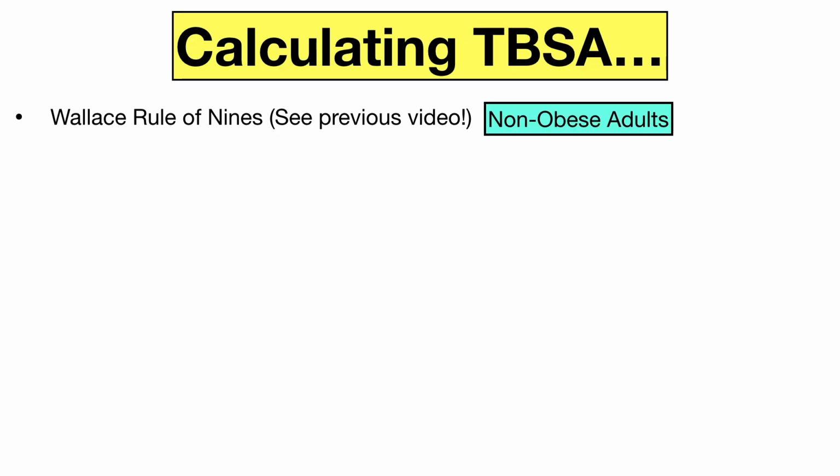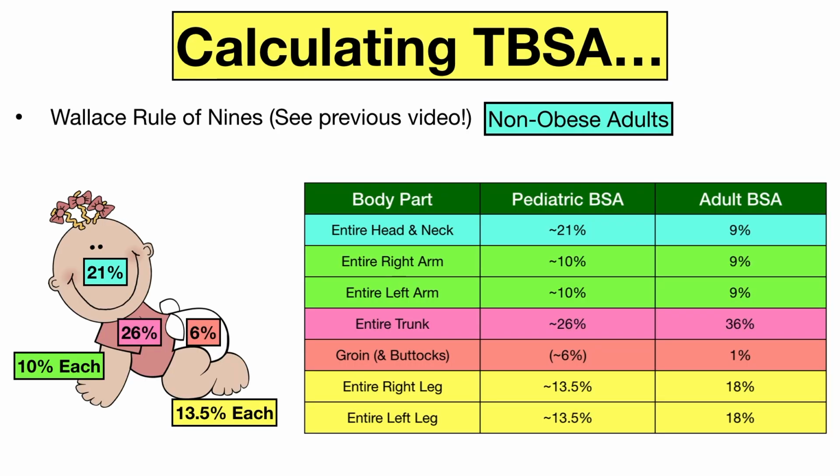In addition to the rule of nines, there are a couple other methods you can use to calculate the total body surface area involved by a burn. So the first method was the rule of nines, as we just mentioned. The problem with that, as you might remember from the previous video, is that the rule of nines is most accurate in non-obese adults, and it can be less accurate in children. Pediatric patients have disproportionately larger heads and shorter legs, which can make the rule of nines less accurate, as you can see in the diagram and table.